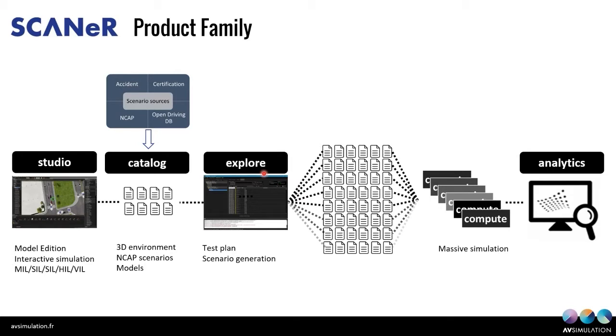SCANeR Explore is a tool that allows you, from a scenario template, to create a test plan. A test plan will be a variation of parameters in order to explore all the possibilities, even the ones that you haven't thought about, in order to make sure that your system will be robust. You can create variations, and it is a test plan because you can also create constraints. So using SCANeR Explore, you can create constraints in order to filter the data, the range of parameters you would like to test and validate.